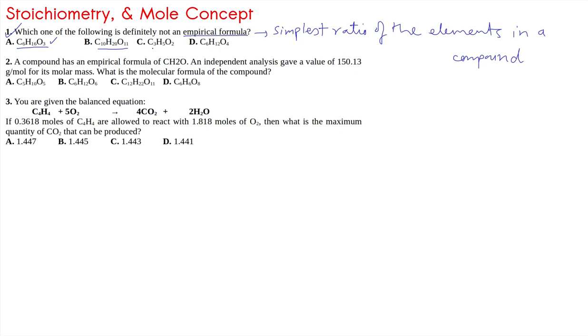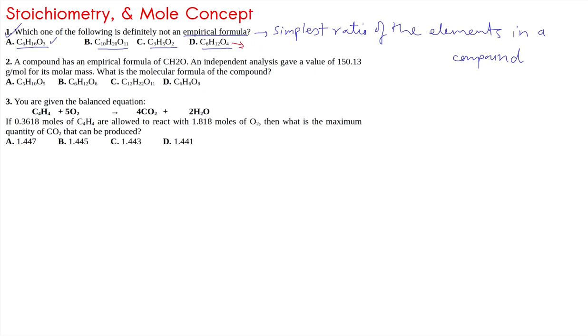If you see the third option C3H5O2, it also can't be simplified anymore, right? 3, 5, 2 is the simplest ratio. Now we are left with the fourth option. The fourth option is C6H12O4. You see here all the suffixes are even numbers, and they can be simplified more.